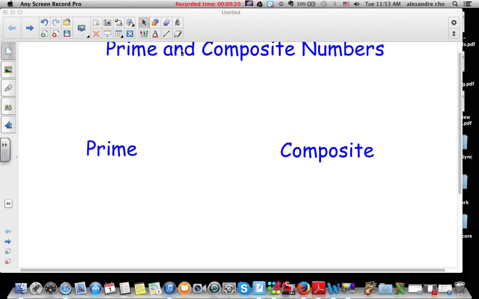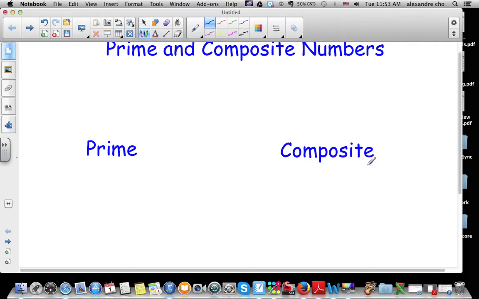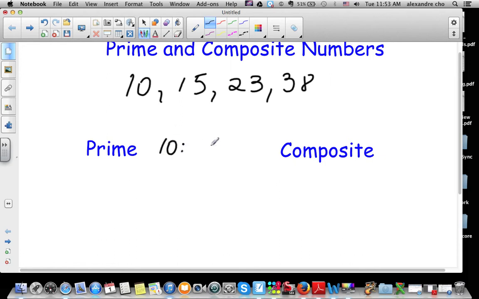Okay, so let's take a look at a few numbers here. Let's just create a few. Here we go. And let's take the numbers 10, I don't know, 15, 23, and 38. Okay, so is 10 prime or composite? Well, let's look at 10 and see if we can list all the factors of 10. So you get 1 times 10, and you get 2 times 5. So 10 is going to be a composite number.